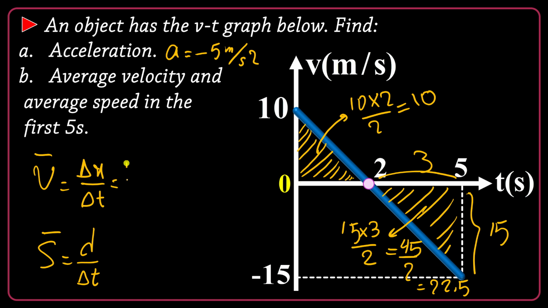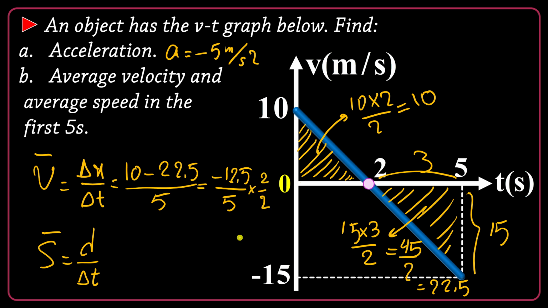So displacement is 10 minus 22.5 over delta t, which is 5. That's all. It's going to be negative 12.5 divided by 5. To find it, you can multiply both numerator and denominator by 2. It's very easy. Now it's going to be 25 over 10, which is 2.5 meters per second. But negative, it's very important.